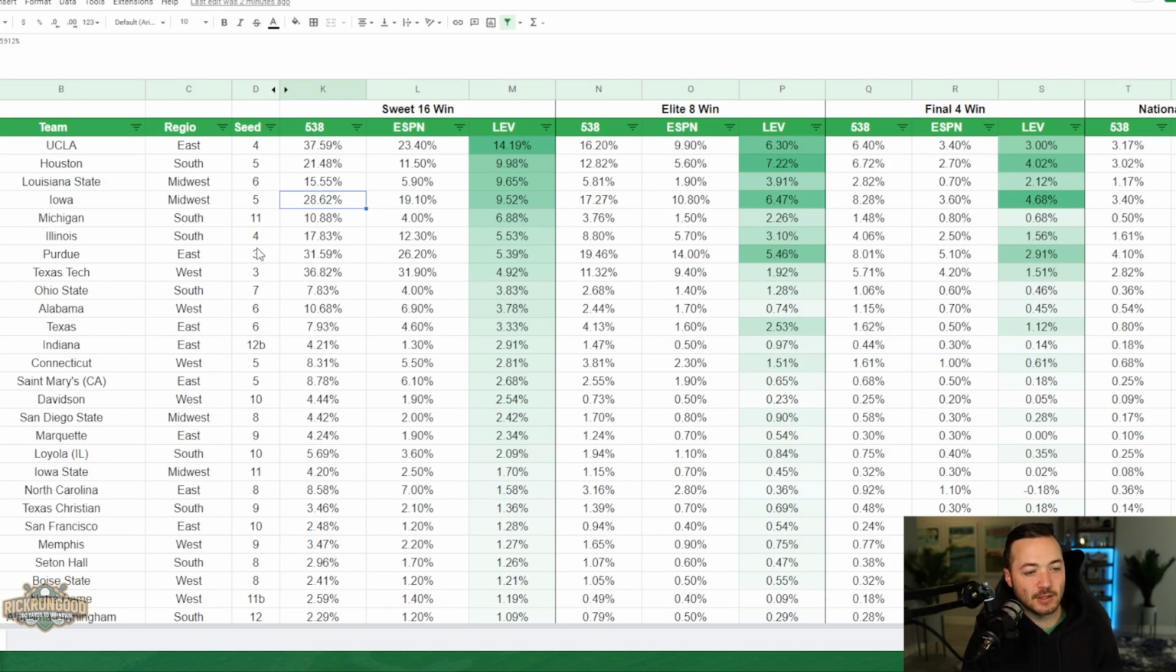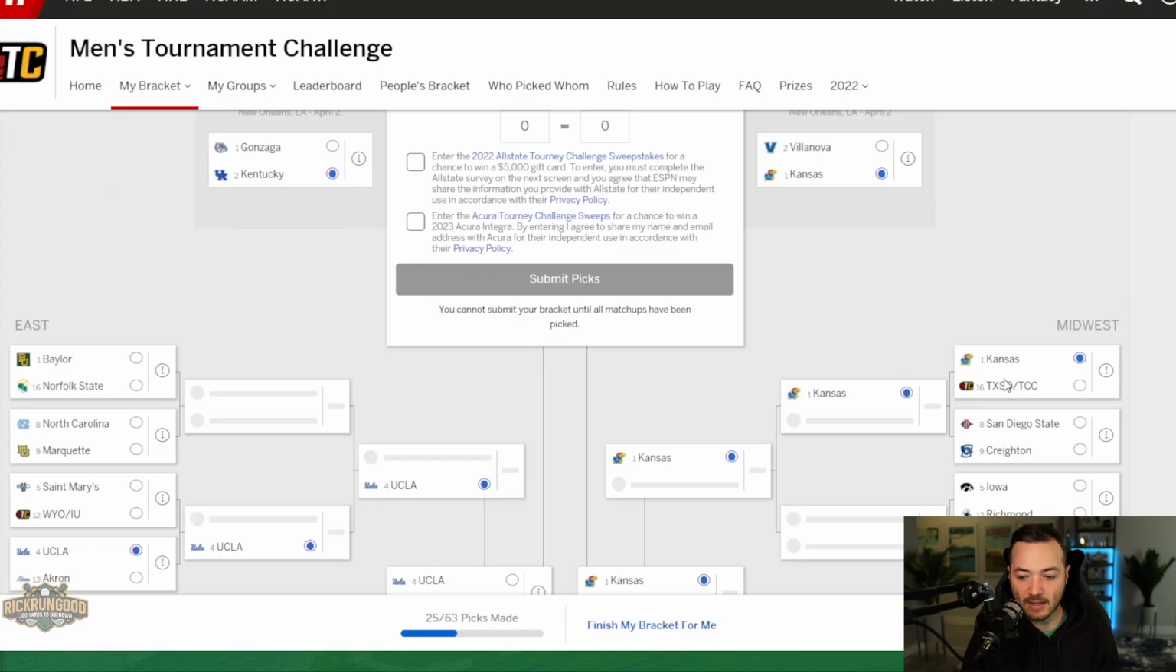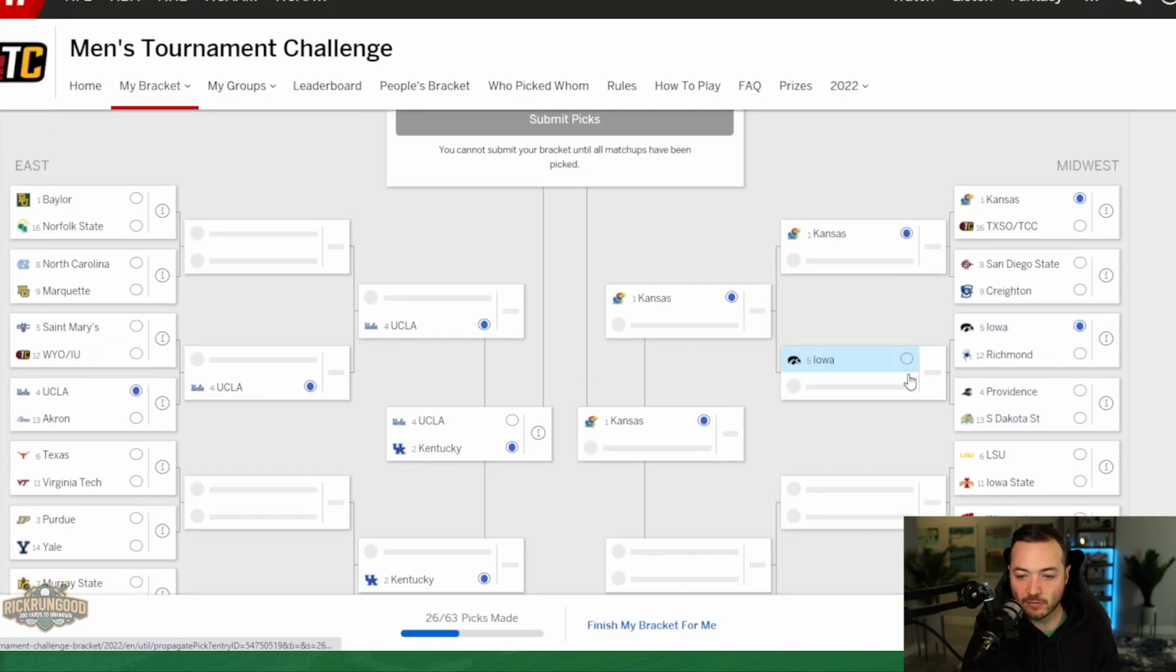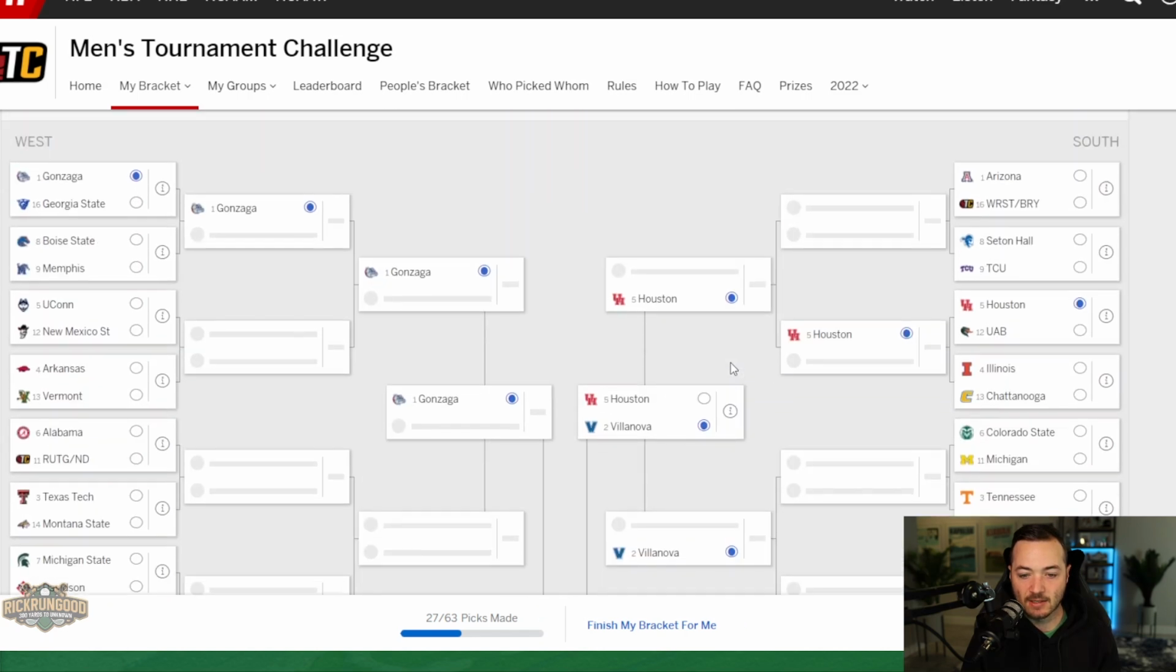So when you look at the Midwest region, it's tough because, well, it's not really that tough because you've got the same amount of leverage on Iowa and LSU, both about 9.5% of leverage. However, Iowa is like twice as likely to get through to the Elite Eight than LSU is. So we are going to take Iowa, the 5 seed, to the Elite Eight, and they are in the Midwest. So Iowa is going to beat Richmond. They're going to then beat the winner of Providence and South Dakota State, and then they are going to get bounced by Kansas.